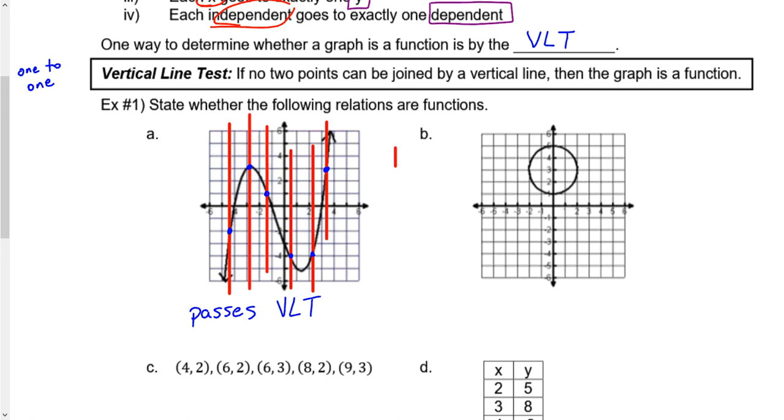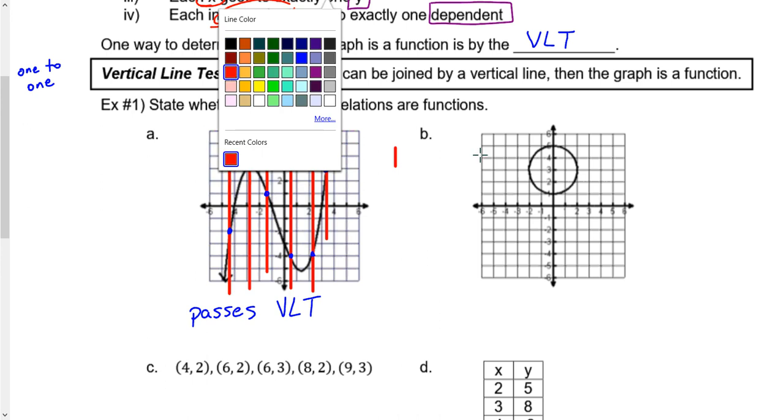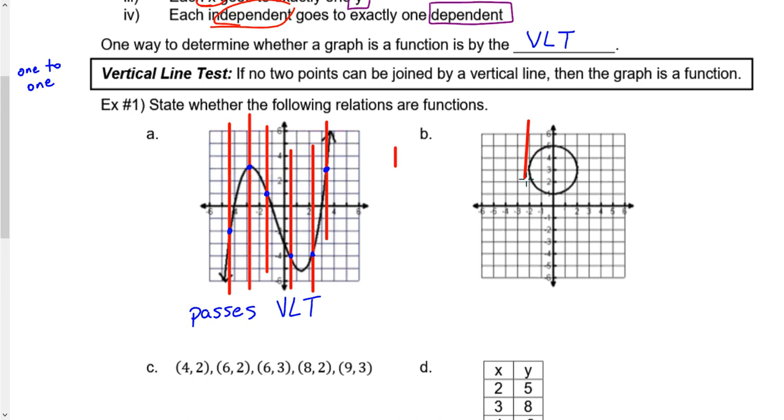So if I look at this one, if I draw a vertical line right on the edge here, just making a tangent line, yes, this passes. Right here at -2, it passes. Right here at +2, that line actually goes perfectly vertical. That part passes.